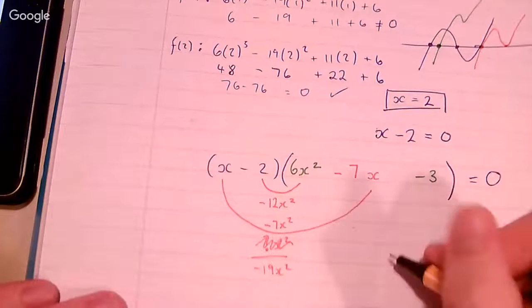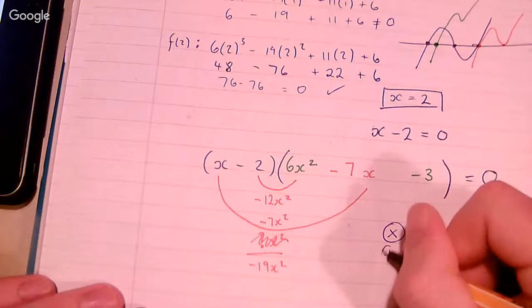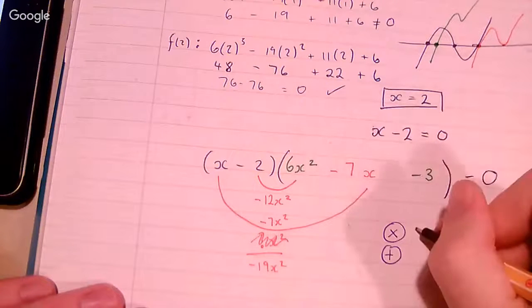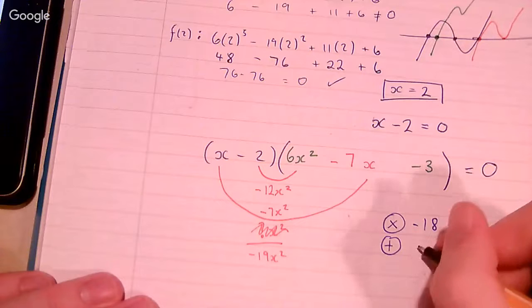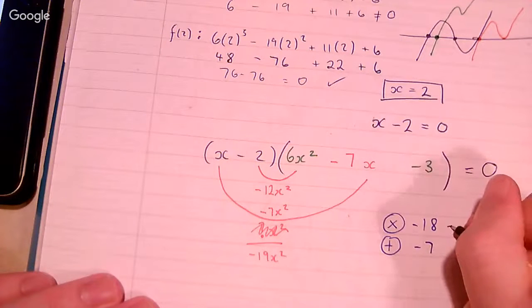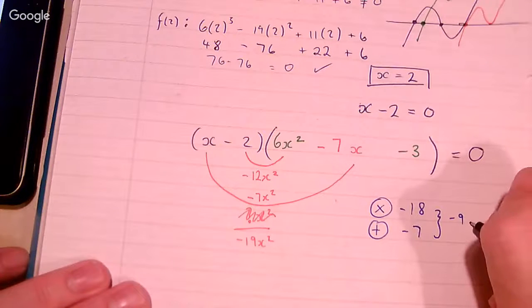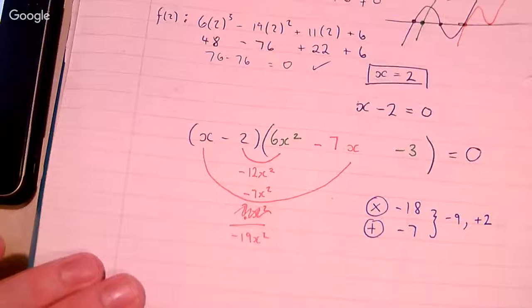So what I must do now is try and cancel this bracket down. So we do the same trick as before. So we times 6 times minus 3, which is minus 18. And we do the minus 7 for the plus. So we're looking for a pair of numbers that times to minus 18 and adds to minus 7. So that, by me, is minus 9 and positive 2.